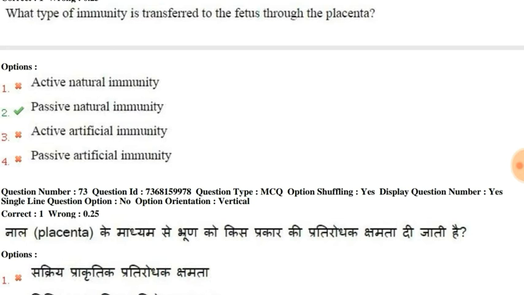Next is, what type of immunity is transferred to the fetus through the placenta? So there are four options and the correct answer is second one, that is passive natural immunity.